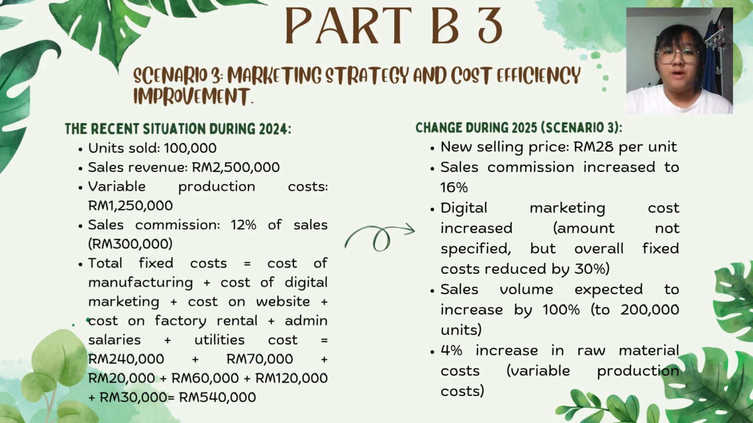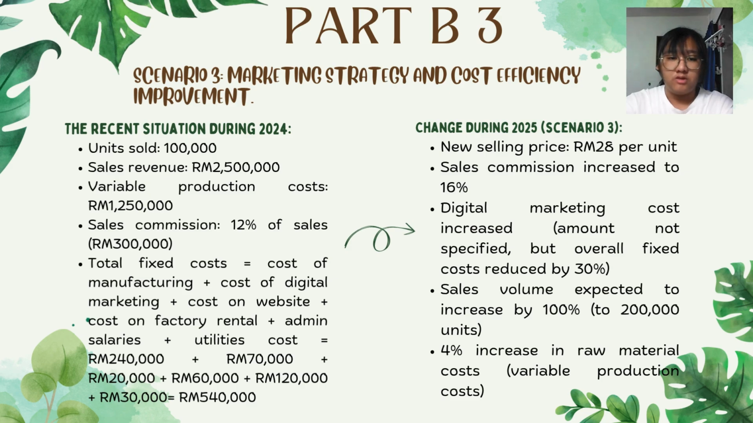Next, I will explain scenario 3 in part B, which is marketing strategy and cost efficiency improvement. The recent situation during 2024, the units sold is 100,000 units. The sales revenue is 2,500,000 ringgit. The variable production cost is 1,250,000 ringgit. The sales commission is 12% of sales, which is 300,000 ringgit.